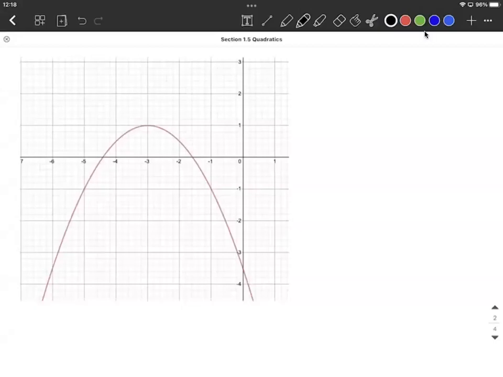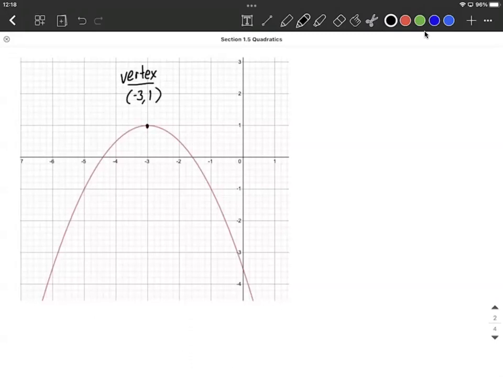Okay, we're given the graph of a quadratic function, a parabola, and we want to find the function itself that would give us this graph. So the first thing I'm going to do is go ahead and locate the vertex for this parabola. The vertex is going to be the very highest point, in this case, up here at the top. So that's going to be located at -3, +1.